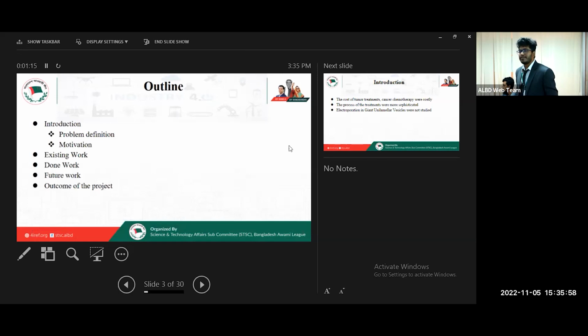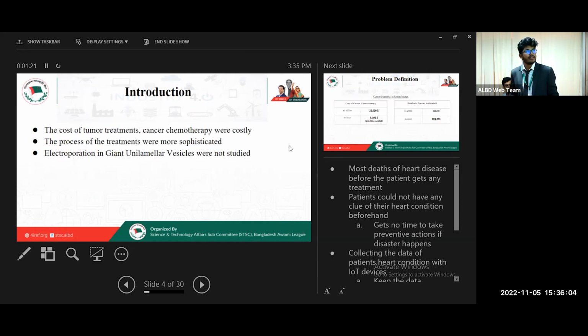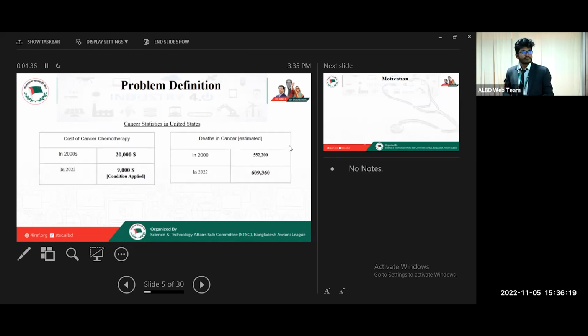And this is our outline. We will start from the introduction, and finally we finish with the outcome and the work. In the introduction: the cost of human treatment in Bangladesh is high, and the treatment process is more sophisticated, but there is no development in simplification.